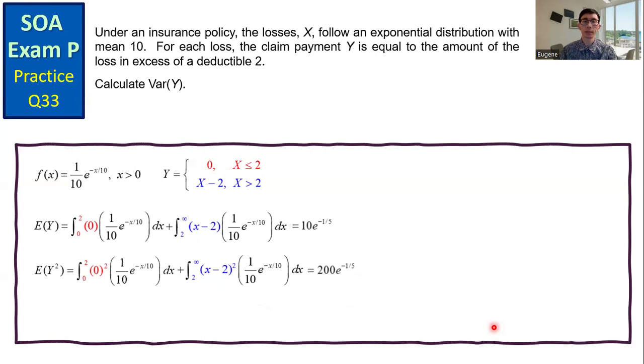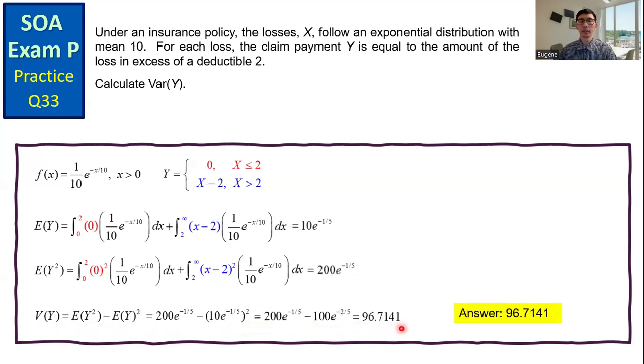And then we can get the variance of Y. The expected Y squared minus the square of the expected value of Y. Do the calculation, and we get the answer. The variance of Y is 96.7141.